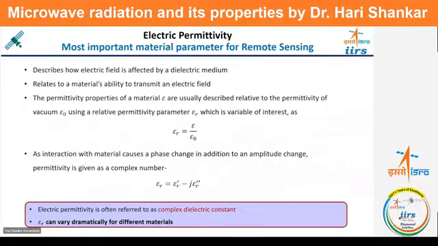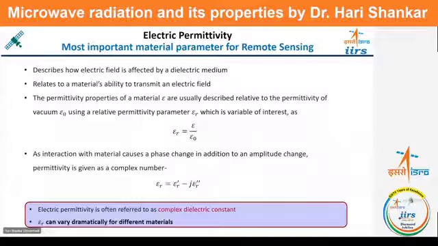This electric permittivity is complex in nature. Here, the relative permittivity we are expressing as a complex number, having a real part and an imaginary part. The relative dielectric constant can be defined by the dielectric constant of the media versus free space. This ratio is called the relative dielectric constant or relative permittivity, which is complex in nature.